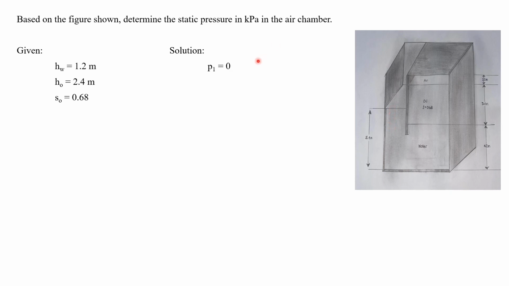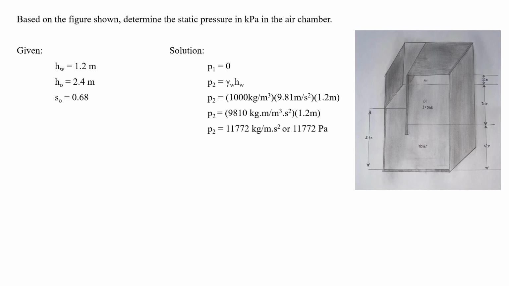Since our P1 is equal to 0, solve for P2. P2 is equal to the specific weight of water times the height of water. Specific weight of water is just equal to the density of water, which is 1,000 kilogram per cubic meter, times the acceleration due to gravity of 9.81 meter per second squared, times the height, which is 1.2 meter. Applying these, we get 9,810 kilogram per cubic meter second squared times the height, which is 1.2 meter.